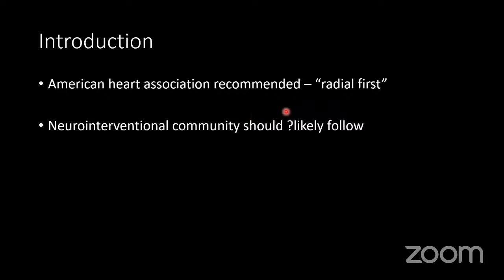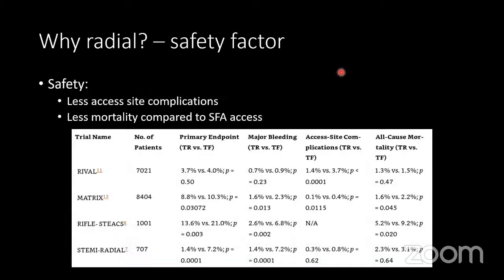It is the American Heart Association which recommended the radial first initiative, so they started to get radial access before attempting femoral access. Naturally, the neurointerventional community is likely to follow, but there are certain factors which make us reluctant to start off with radial access. So coming to the radial, why radial? In relation to the safety factor, why is it safer?